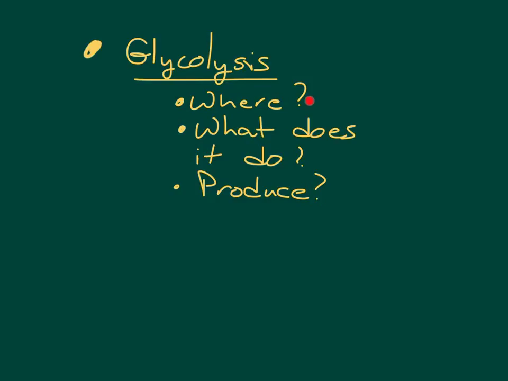So you have to know where glycolysis happens. It happens in the cytoplasm. What does it do? It breaks glucose up into two pyruvate molecules. It produces two pyruvate molecules. It produces a net of 2 ATP, and it produces NADH. So those are the three big products of glycolysis.